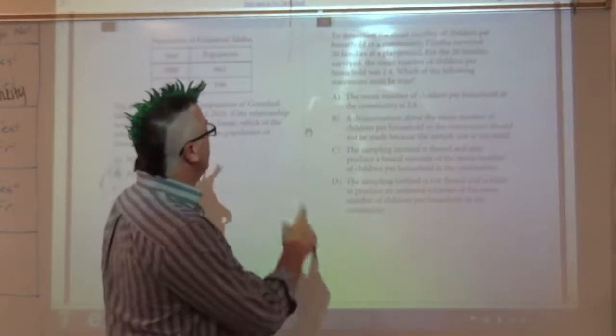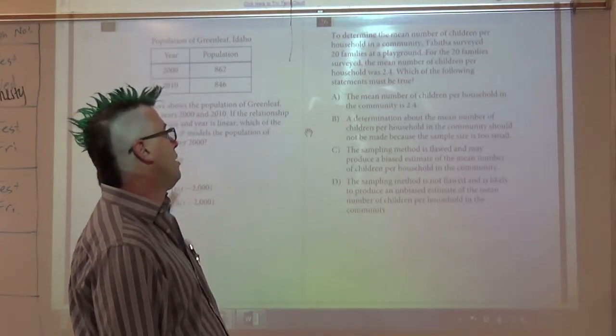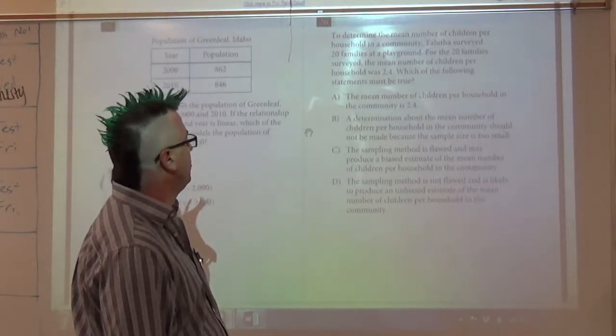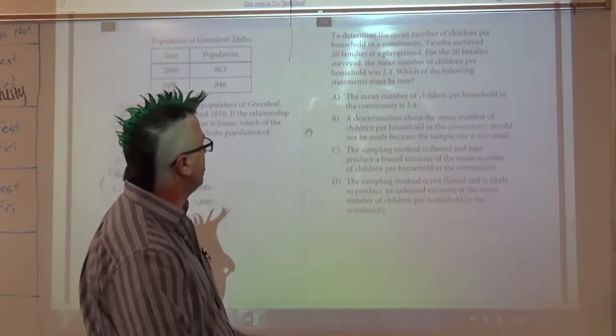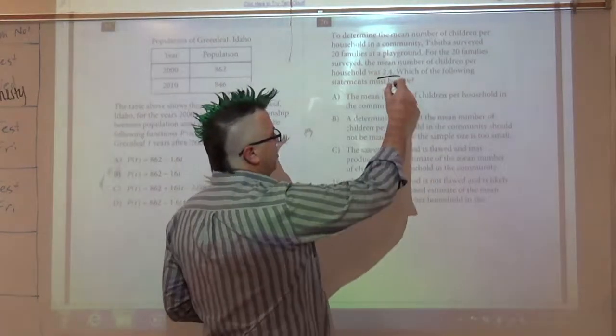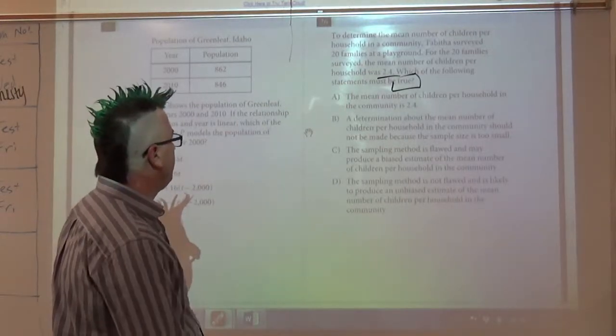Alright, 26. To determine the mean number of children per household in a community, Tabitha surveyed 20 families at a playground. For the 20 families surveyed, the mean number of children per household was 2.4. Which of the following must be true? So we want true things, not false things. Got to pay attention to that.